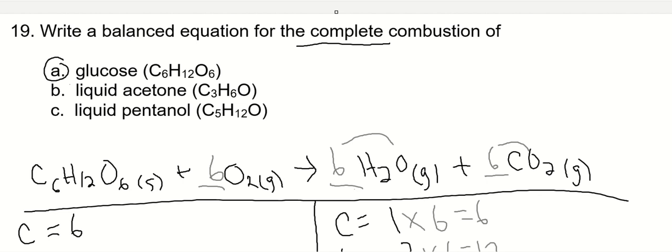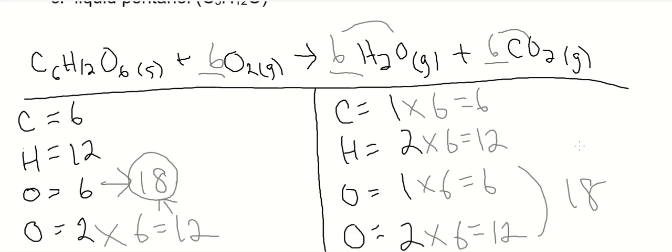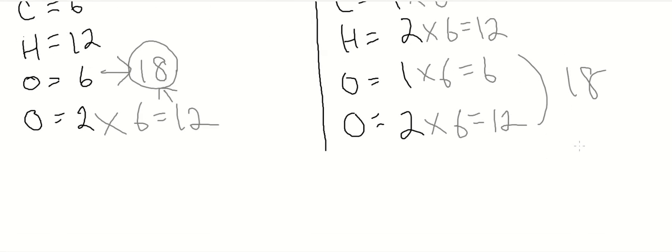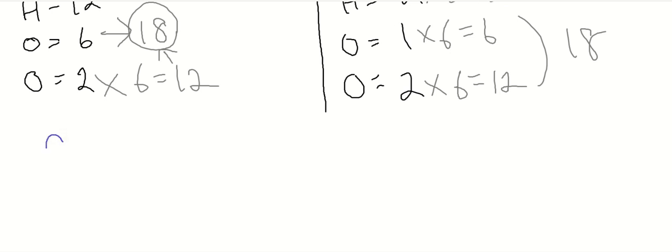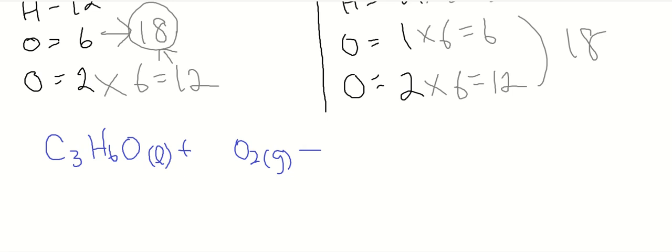And B, acetone, liquid. C3H6O1, and we're told that that's a liquid. We're going to burn that with oxygen gas, arrow, water, steam, and carbon dioxide.